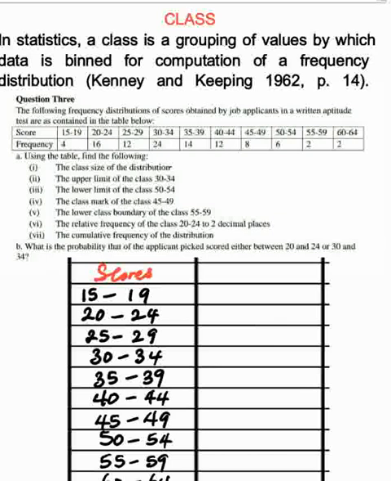In statistics, a class is a grouping of values by which data is bound for computation of a frequency distribution. We can see that all these scores, like this grouping here, 15 to 19 is a class, 20 to 24 is another class, 25 to 29 is another class, 30 to 34 is another class, 35 to 39 is another class, 40 to 44 is another class, 45 to 49 a class, 50 to 54 a class, 55 to 59 is a class, 60 to 64 is the last class given here. So that is what we mean by the term class.